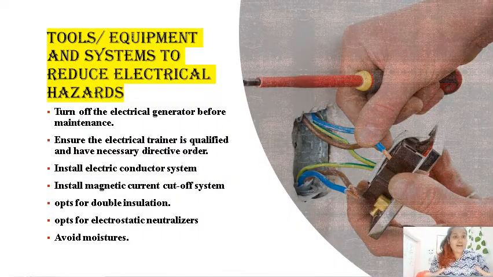What are the tools and equipment to reduce electrical hazards? Turn off the electrical generator before maintenance. That is very important. Ensure the electrical trainer is qualified and has the necessary directive order. Also install an electrical conductor system. That is the most important thing. And install a magnetic current cut-off system, and so on.